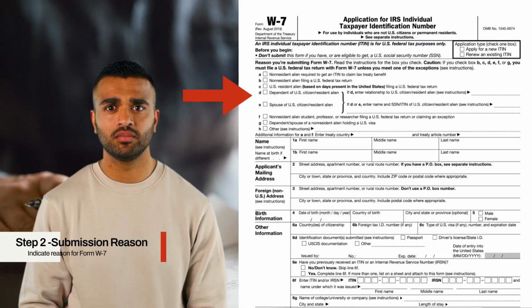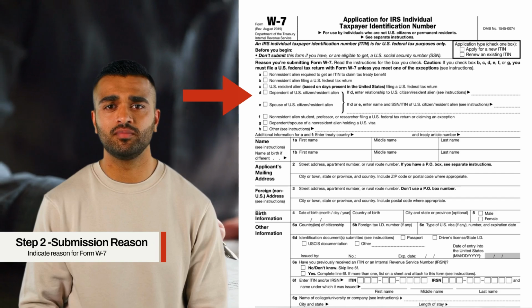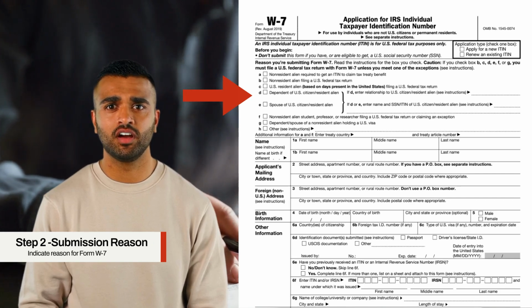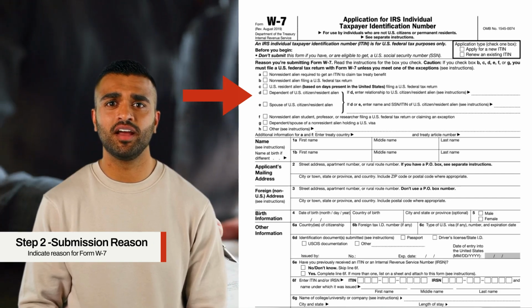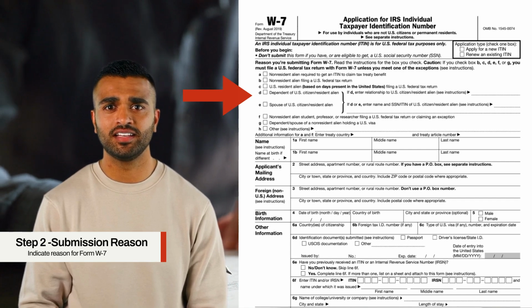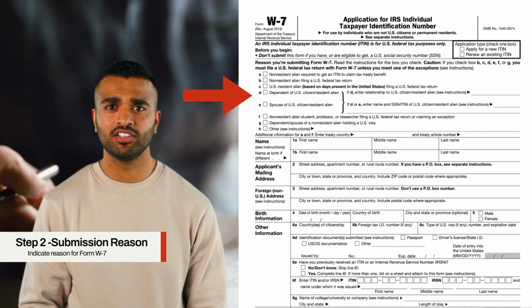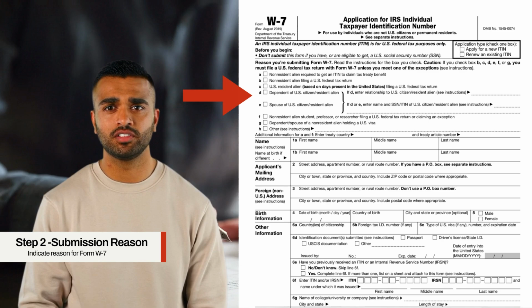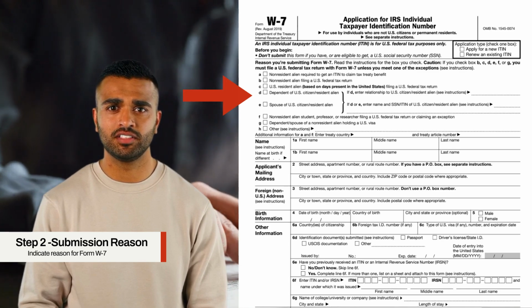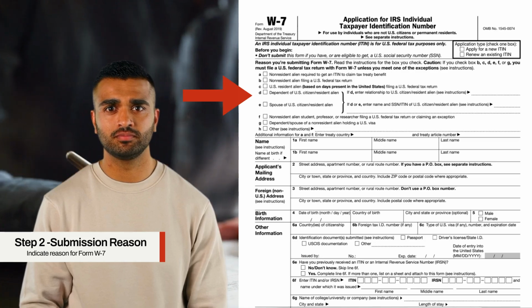Next, we have Step 2, where you'll indicate the reason you're submitting Form W-7. There are several options here. For example, if you're filing a U.S. tax return and need an ITIN, check the box that applies to your situation. If you're claiming a tax treaty benefit, you'll select the appropriate box as well. Choose the option that best describes your reason for applying.